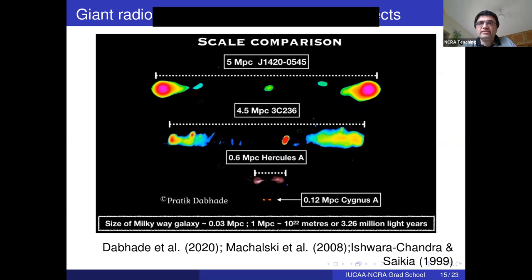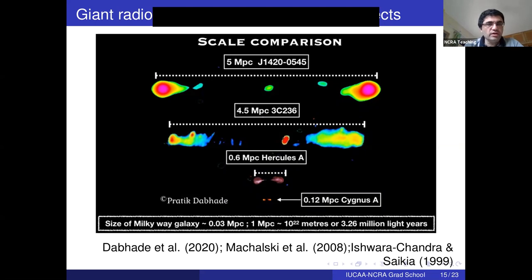Finding giant radio galaxies at very high redshifts is a very interesting thing, because very often you don't have enough time to build the supermassive black hole that you need to power these very powerful AGN. And so how did you build the first supermassive black holes? Are you able to build them at redshift 5 or redshift 6 when the age of the universe is very small, there isn't enough time? So all of these pose very, very interesting questions.